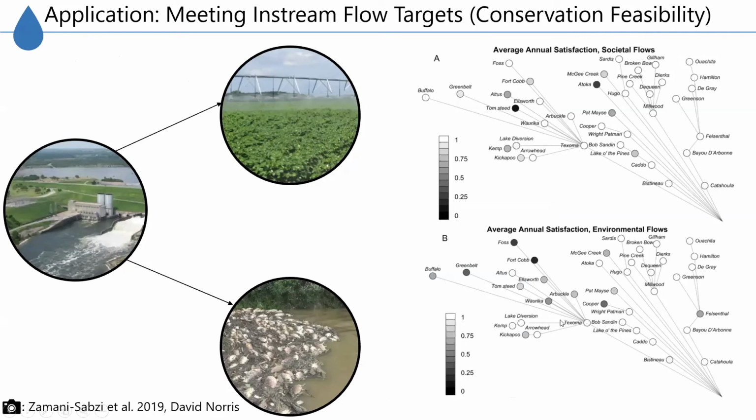And so we used some data from a postdoc in our lab's project here, looking at the average annual satisfaction of environmental flows at each one of these reservoirs and the average annual satisfaction of water that goes out to society for agricultural and municipal uses. So we're thinking about what's the feasibility of releasing more water from these reservoirs to prevent something like a fish kill, or just to have enough habitat for fishes and aquatic life in the ecosystem there.